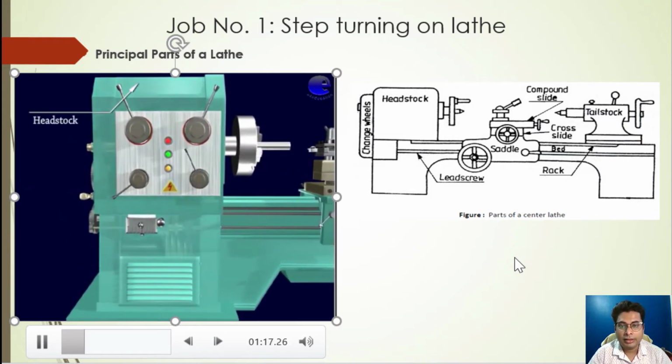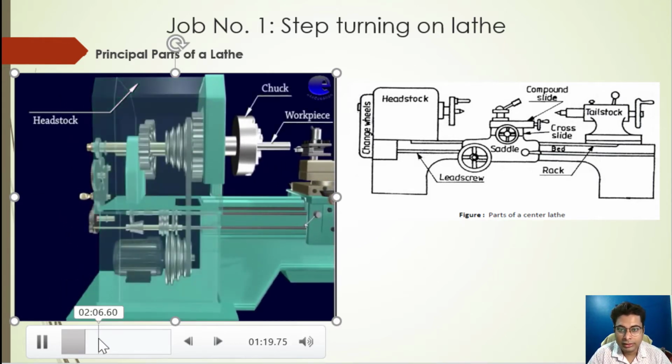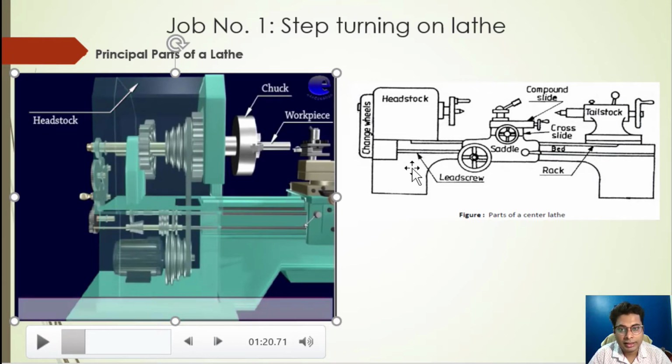As I was telling, inside this headstock there are different gears and belt pulley system which are controlled by a main motor. The power for the movement of this chuck as well as this saddle is provided by this main motor. The motion from this motor is given onto this gearbox using a belt pulley system. This is the part of the headstock.